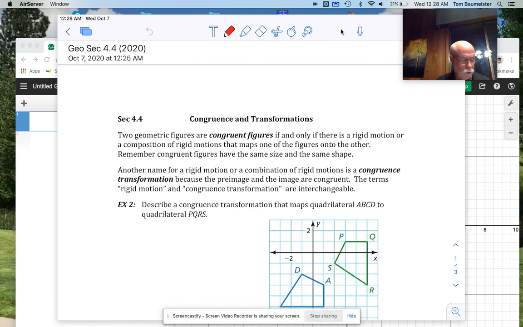All right, so two geometric figures. We're talking about congruence and transformations. Two figures are congruent if and only if there is a rigid motion or a composition of rigid motions that map one of the figures onto the other. Remember, congruent figures have the same size and the same shape.